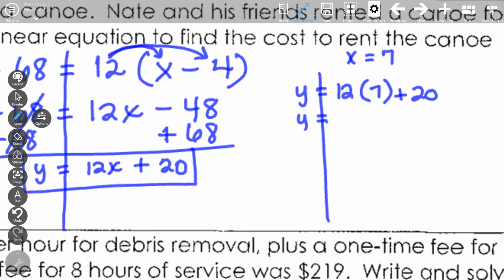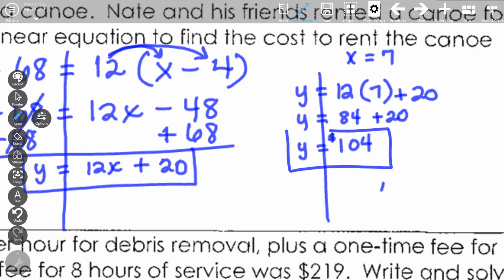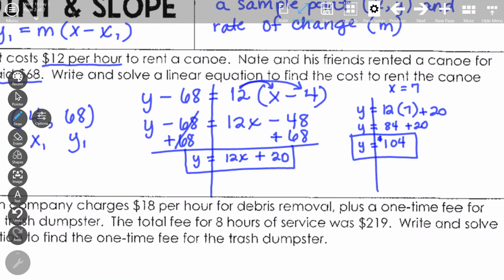Bring down your y. So now we're going to say 7 times 12, all right? So we've got to say 7 times 12. Go ahead, if you don't know it off the top of your head, put it in your calculator, but it's 84. 84 plus your 20, so your y is going to equal 104. So it's going to cost us $104 to rent the canoe for 7 hours, right? $104 to rent the canoe for 7 hours. So now we have the equation and we have the amount that it would cost for 7 hours. All right, let's go to the next one.